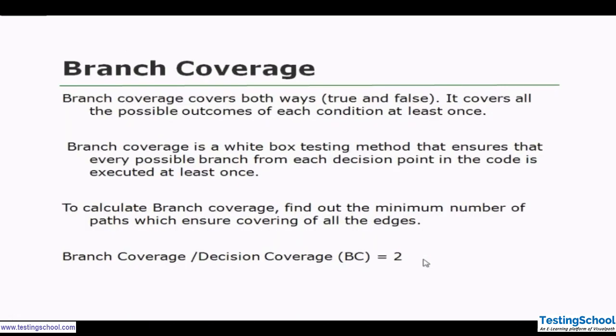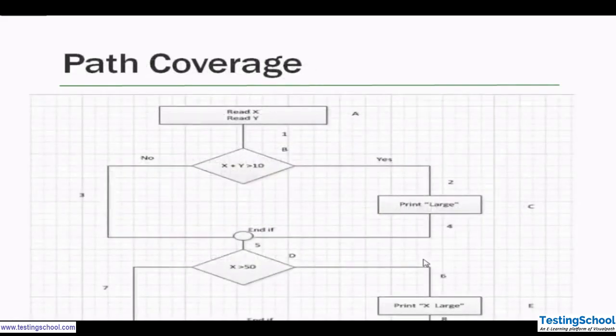Then we have branch coverage. Branch coverage covers both ways, true and false. It covers all the possible outcomes of each condition at least once. If it is pass, then it covers statement 1; if it is fail, then it takes the other statement. To calculate the branch coverage, we find the minimum number of paths which ensures the covering of all the edges. So now back to this diagram.